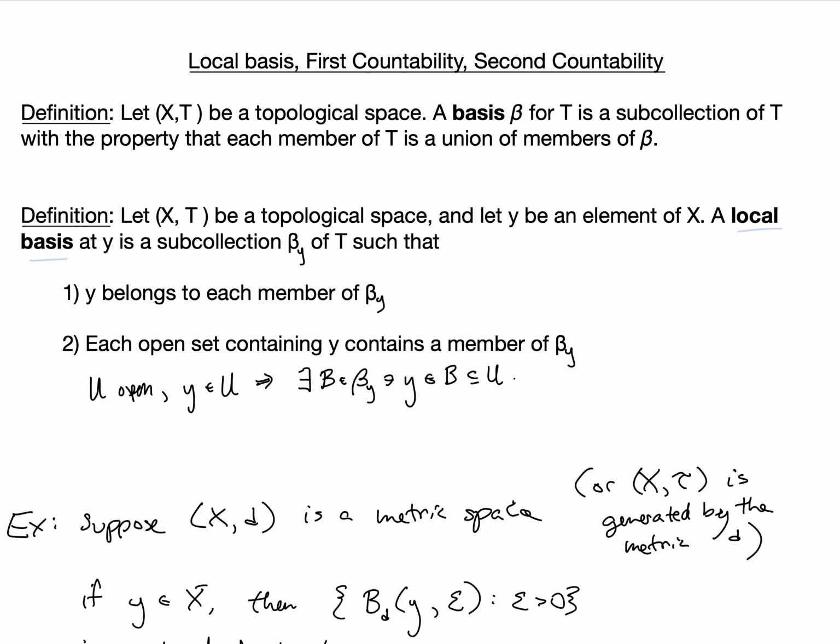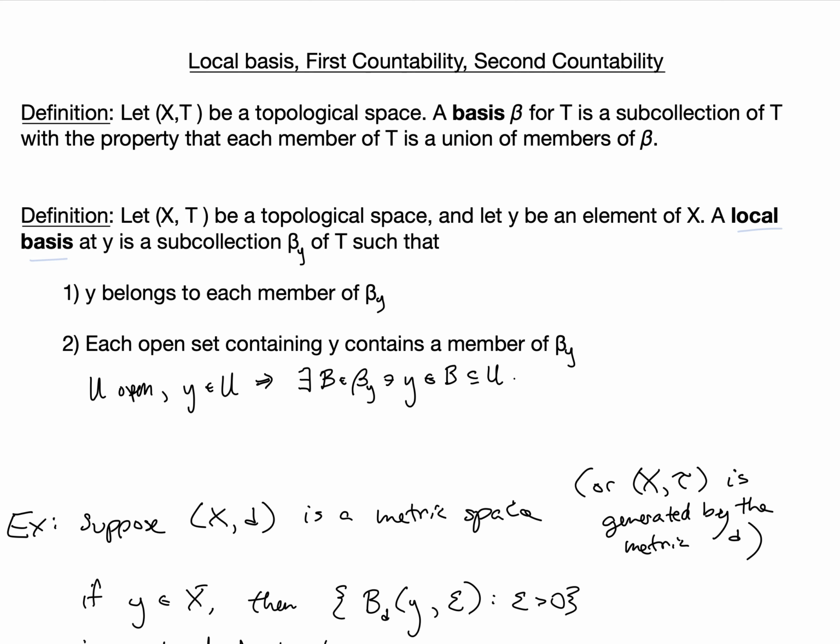So recall our previous definition for a basis for a topological space is a subcollection of tau, or in other words, a subcollection of open sets, such that every open set in the topology is a union of members of beta, the basis.